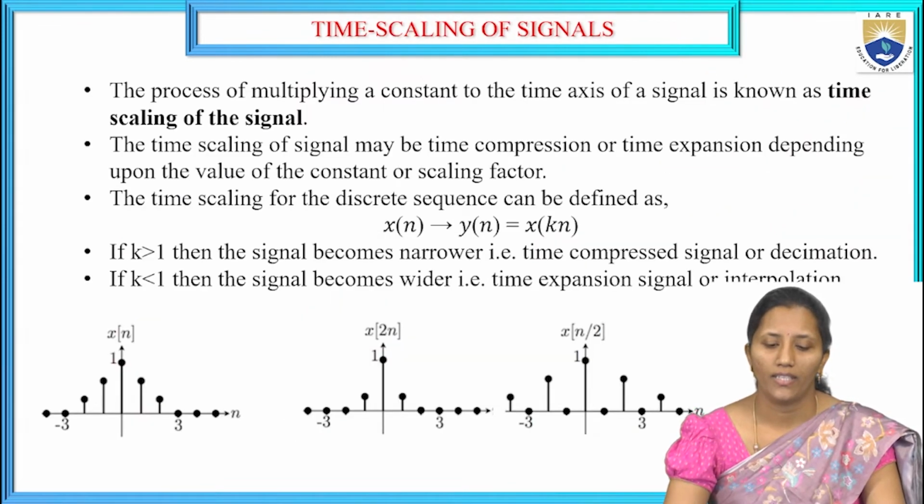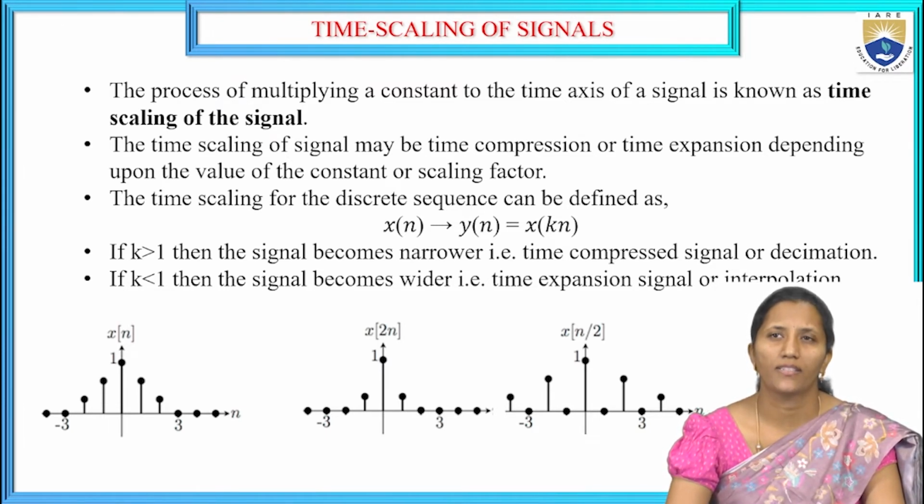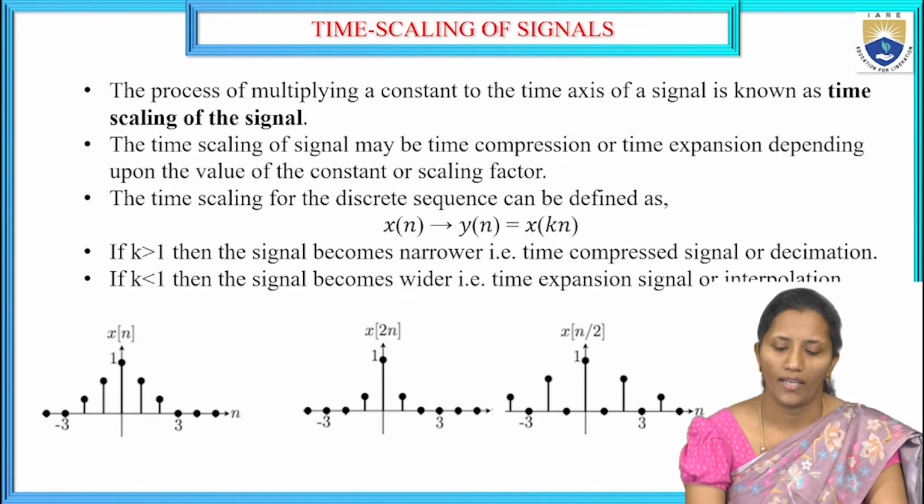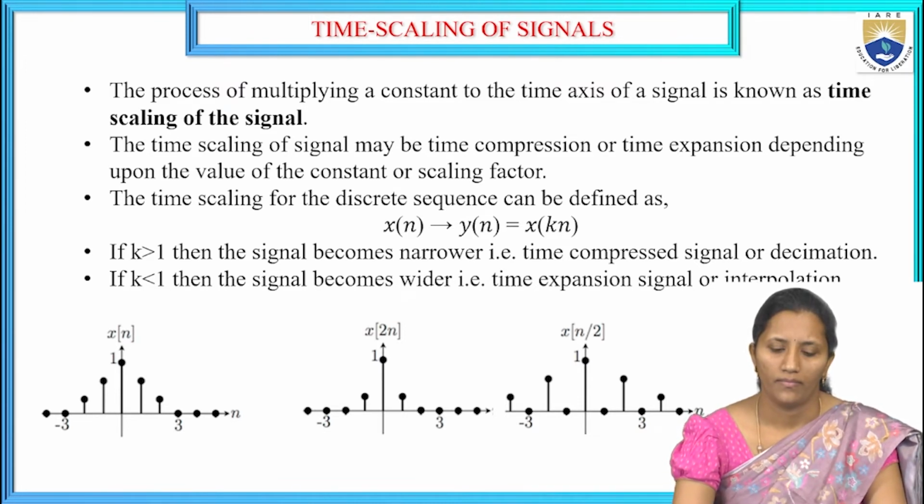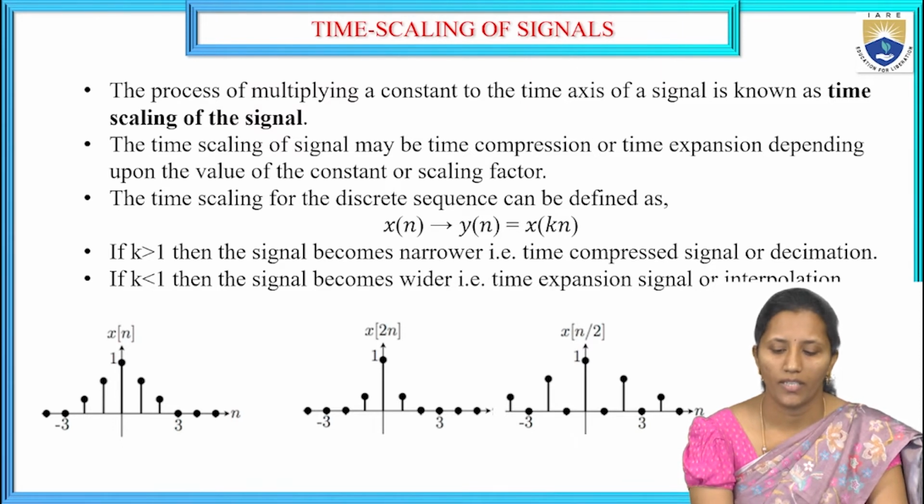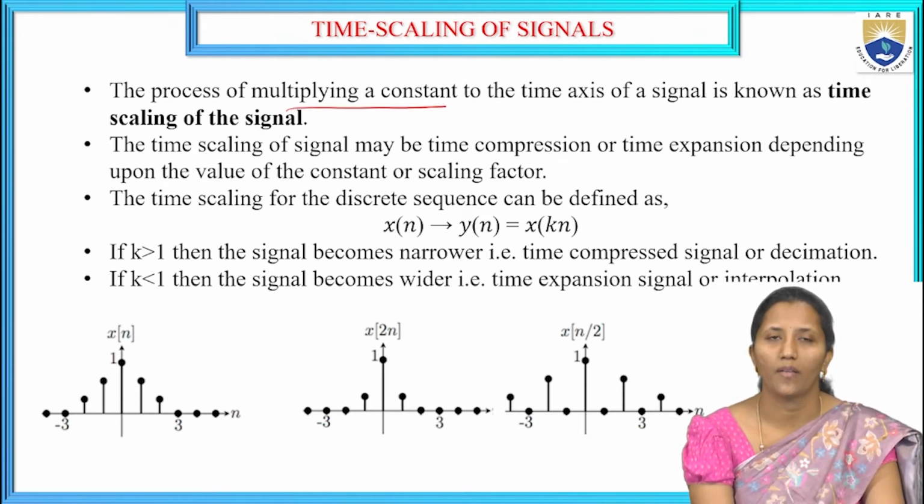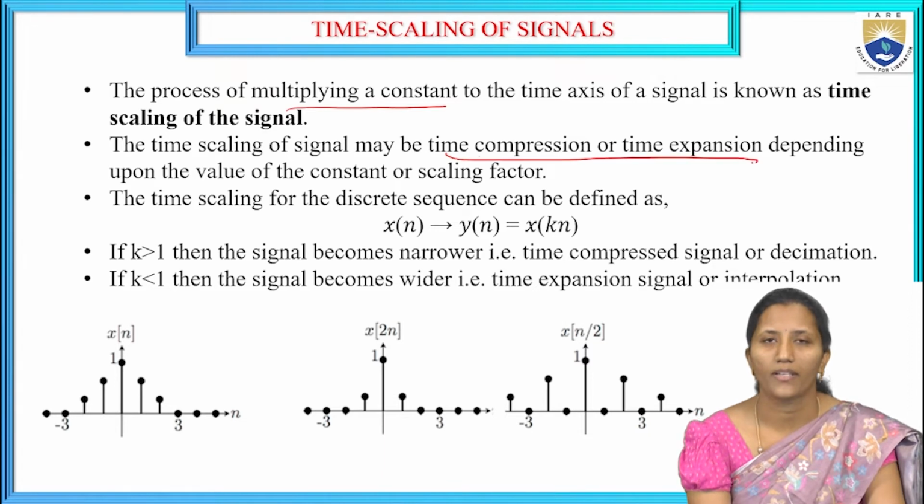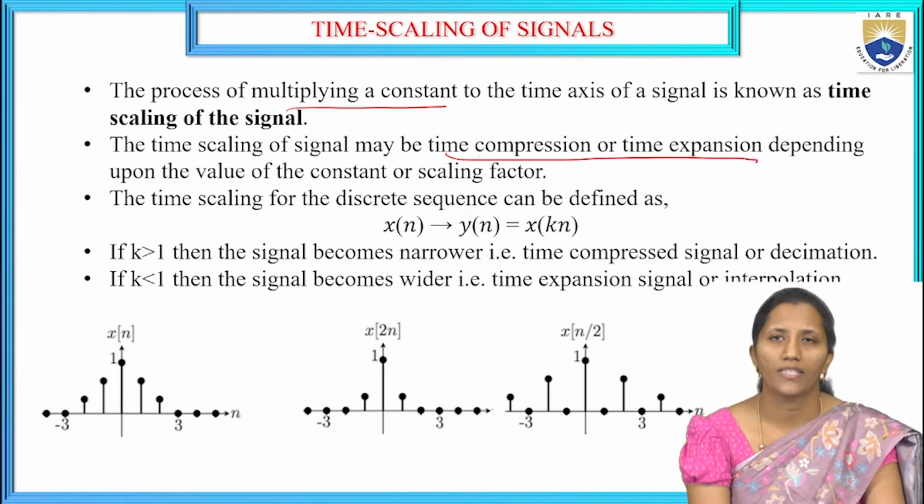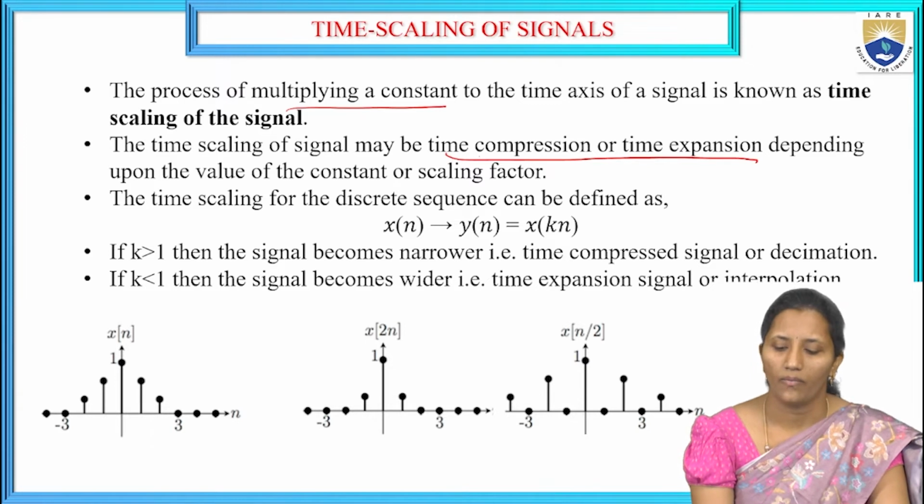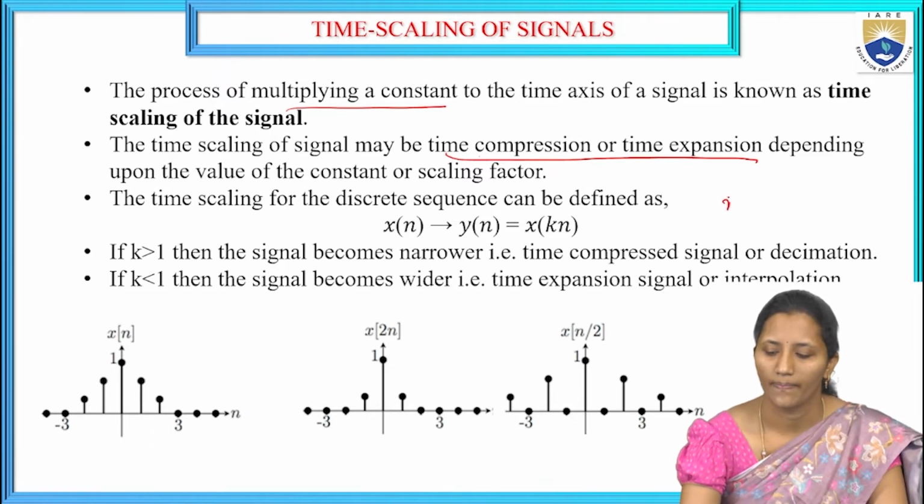Time scaling of the signal. Here, the process of multiplying a constant to the time axis of a signal is known as time scaling of the signal. Here the amplitudes will not be changed, only the time will be multiplied by a constant. The time scaling of a signal may be time compression or time expansion depending on the value of a constant or scaling factor. So, for example, I am taking x of n.